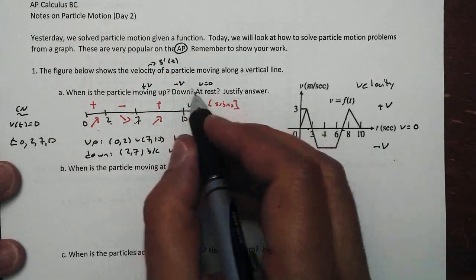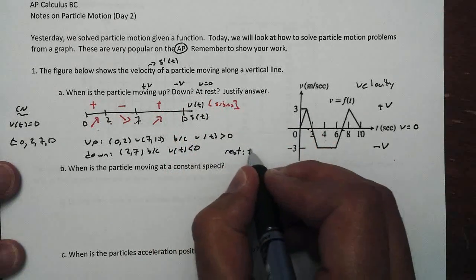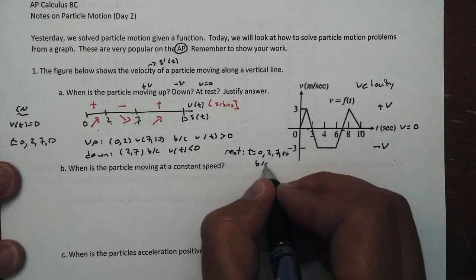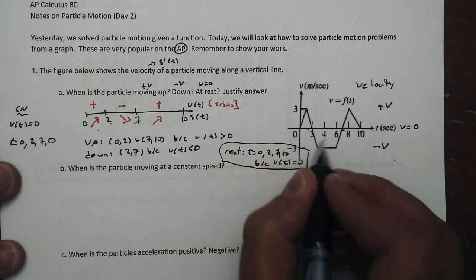All right. And now we're not done because I do say at rest. So we're at rest when the velocity is 0. That is at 0, 2, 7, and 10, because the velocity there is 0. Kind of ran out of room for that one.